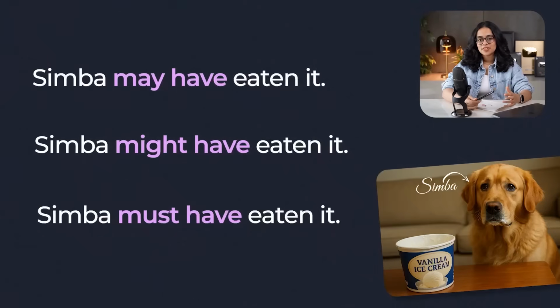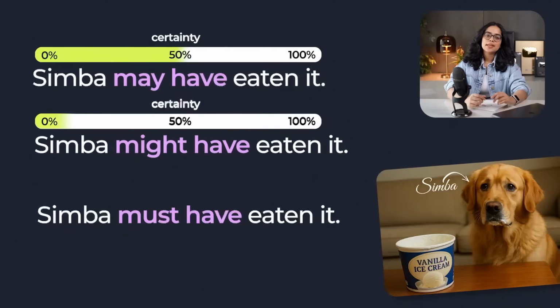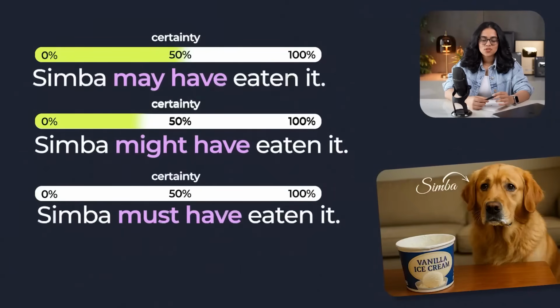Wait, what's the difference in these sentences? They all look and sound similar, right? Yes, they are similar, but not exactly the same. Each sentence shows a different level of certainty. See, may have means there's a 50% chance that Simba ate it. Might have means less than 50% certainty. You are like doubtful. And must have means you're almost sure, more than 50% certain that Simba ate the whole tub. Because the evidence is seen, there's ice cream on his lip. But still, you're not 100% sure.